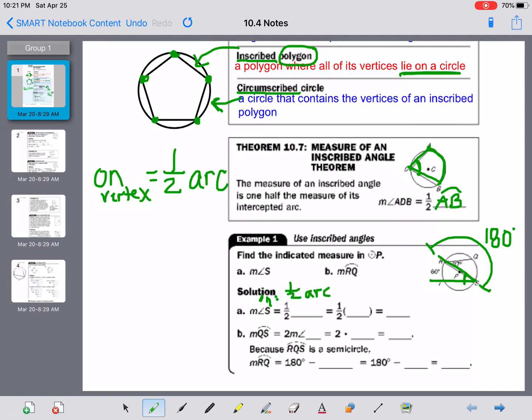And it looks like the arc that it intercepts in between those two chords there is 60 degrees, so it's going to be exactly half of that 60 degrees, and 1/2 of 60 is 30 degrees. So remember, an inscribed angle equals half of the arc.